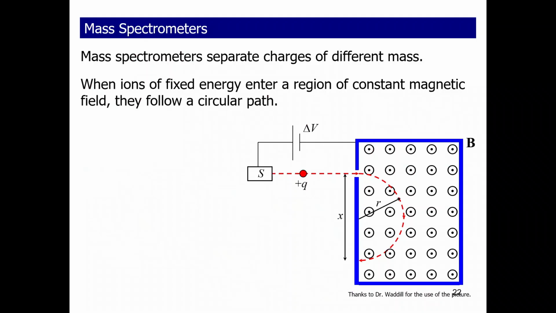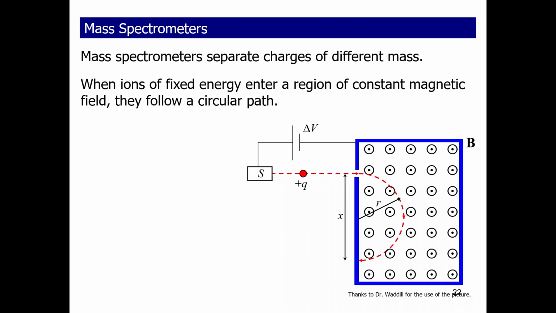Another really cool example of an application is the mass spectrometer. A mass spectrometer is often paired with a velocity selector, so that way we know the velocities going into the mass spectrometer. But mass spectrometers are used in things like chemistry to identify unknown materials by identifying the mass of individual atoms in the particles.